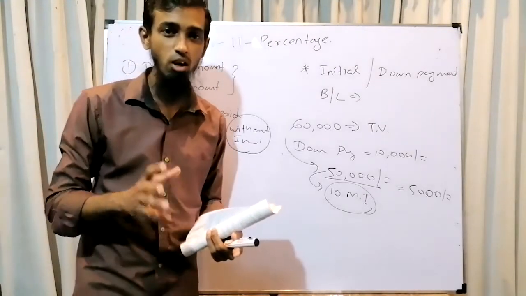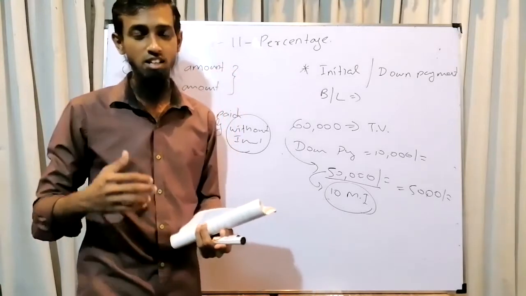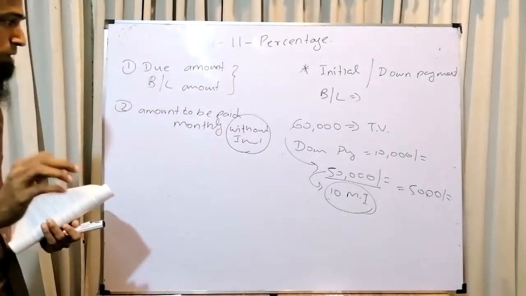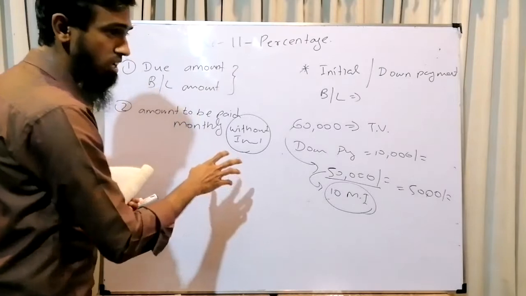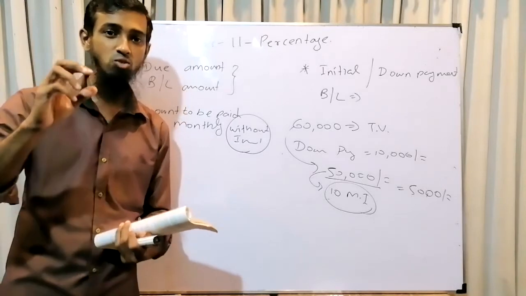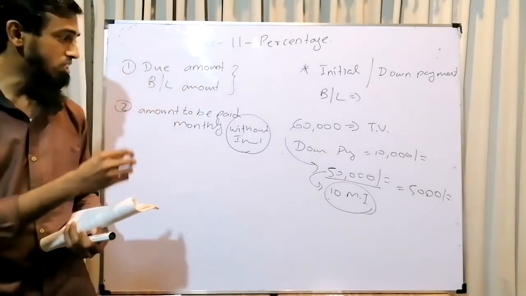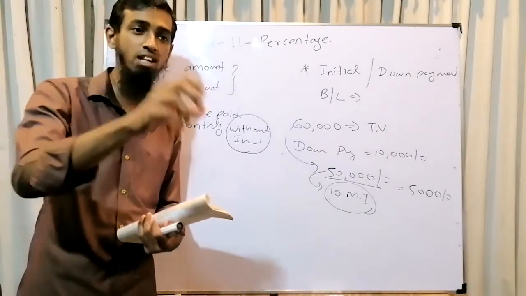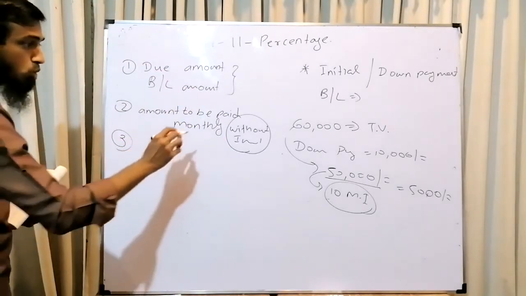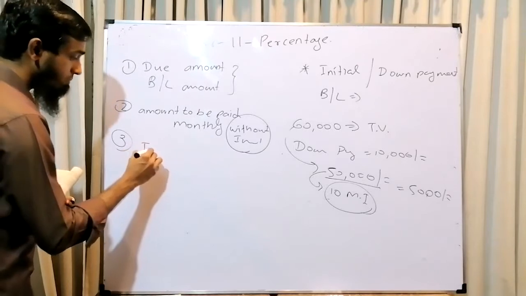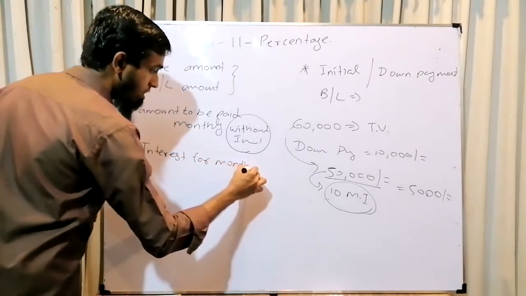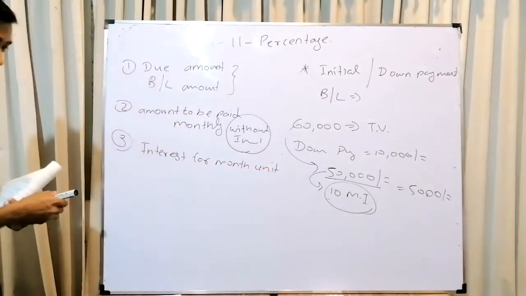So I think you have the knowledge, and that's why I'll continue this section. I don't want to repeat it. Remember that the amount to be paid monthly is a crucial, important thing. Why is this important? Because this amount is used to calculate the interest, only this amount. So thirdly, using this amount we are going to find the interest for a month unit.